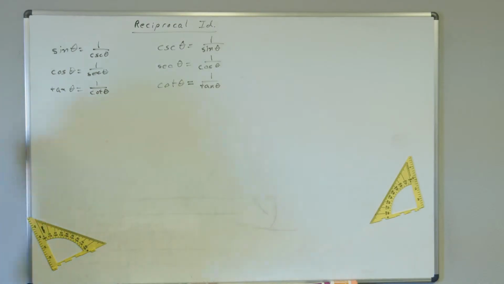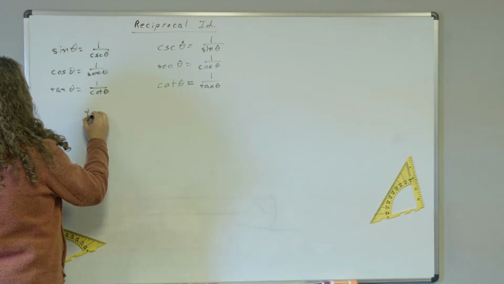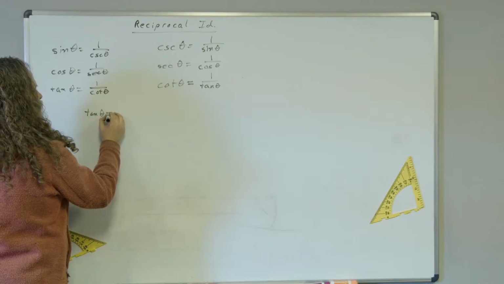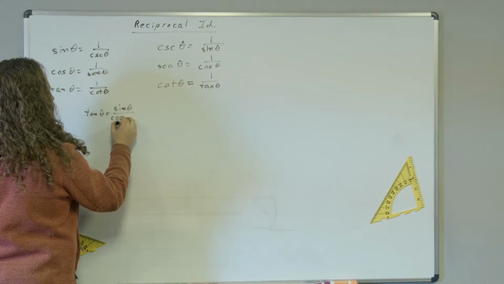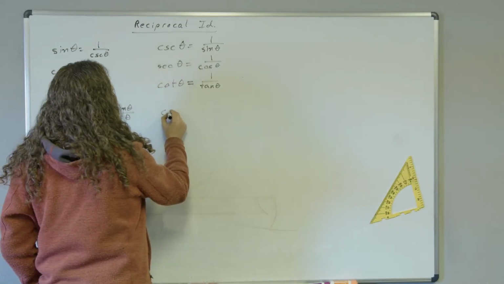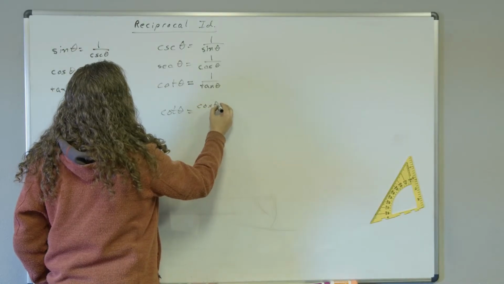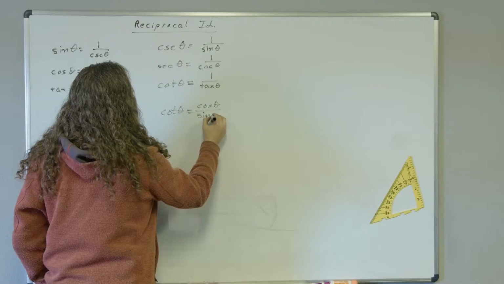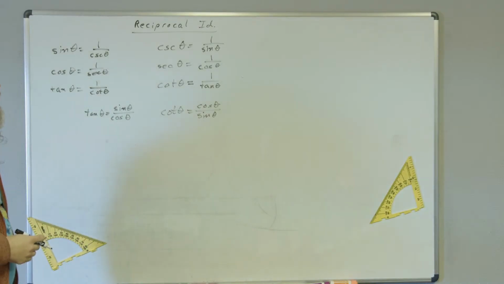You also know what are technically called the quotient identities, but they're in the same grouping. The tangent of theta equals the sine of theta over the cosine of theta, and the cotangent of theta equals the cosine of theta over the sine of theta. All of those you know, easy money. So we won't even worry about examples with those.